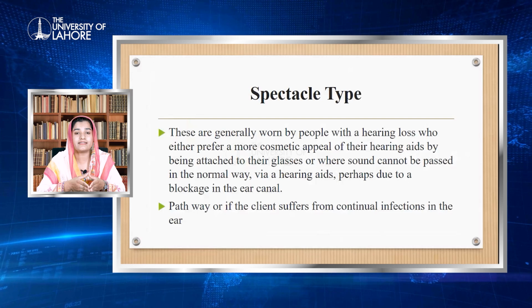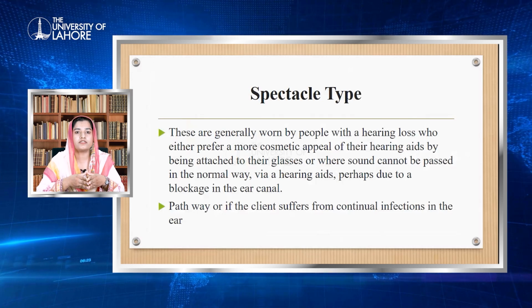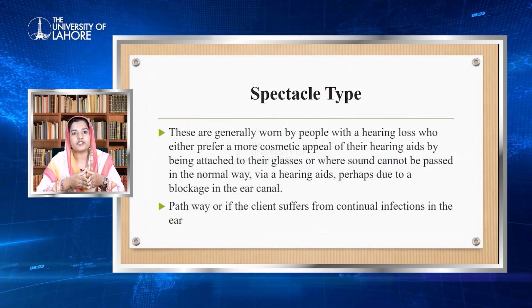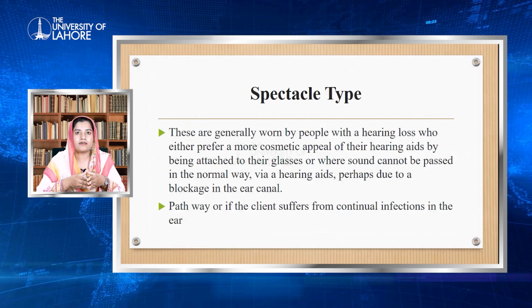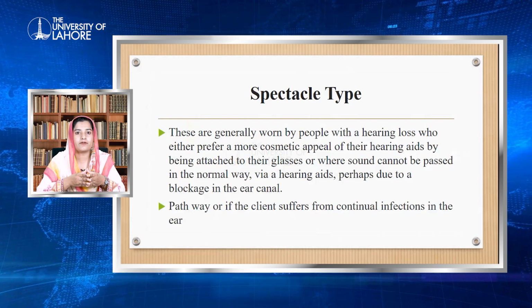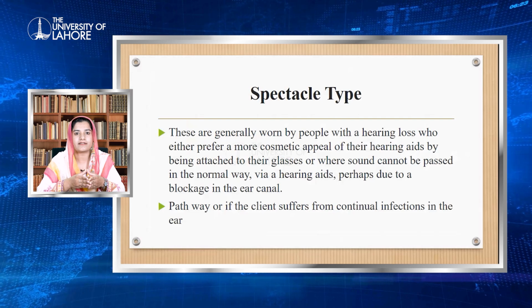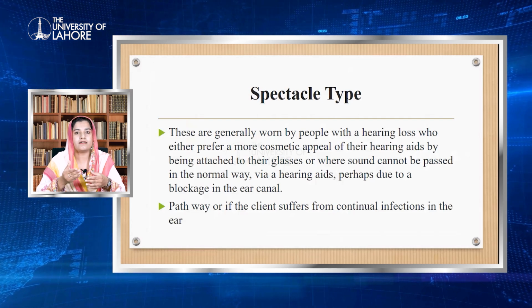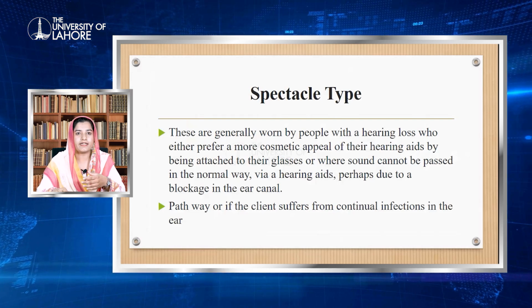Then we have the spectacle type. If a patient has both a hearing loss problem and a vision problem, then we go for the spectacle type hearing aid, because the hearing aids are attached to the spectacle and the patient can wear it and listen through that hearing aid.